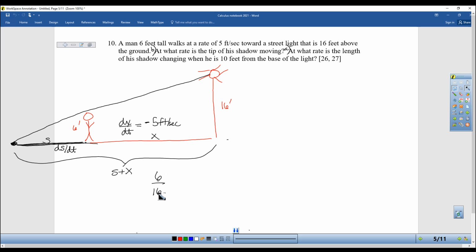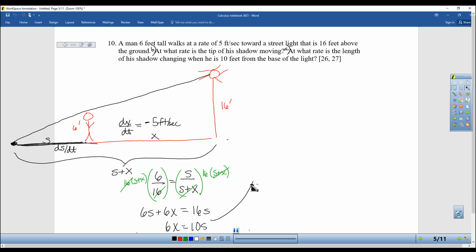6 is to 16 as s is to the whole length, s plus x. So I can clear my fractions, multiply both sides by 16 and s plus x. My 16's cancel, my s plus x's cancel, and I get 6s plus 6x is equal to 16s. This is literally a tongue twister. 6x is equal to 10s. So there's my relationship between them.